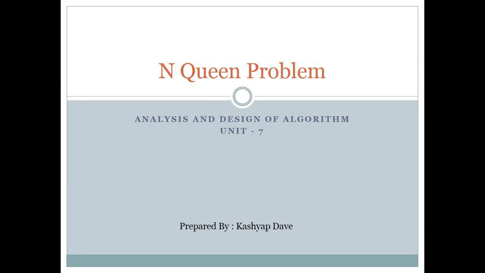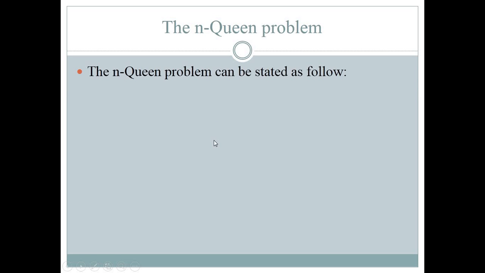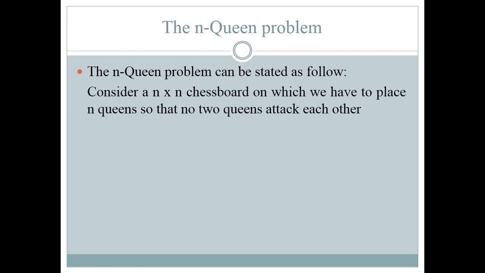In today's video lecture, we are going to learn about the N Queen problem. In the previous video lecture, we discussed backtracking as well as branch and bound. In backtracking, we have seen some problems which can be solved using backtracking. So here we are going to solve our N Queen problem with backtracking. Okay, so let's start. The N Queen problem can be stated as follows.